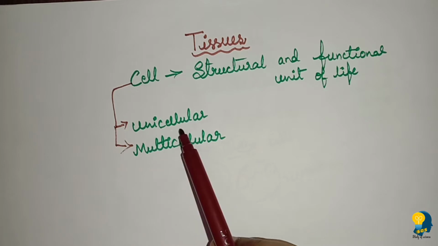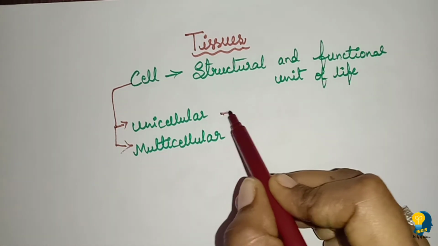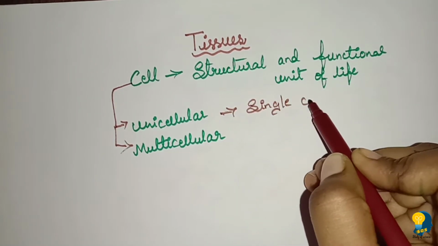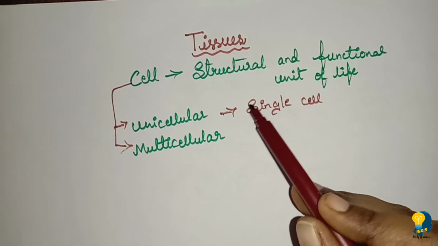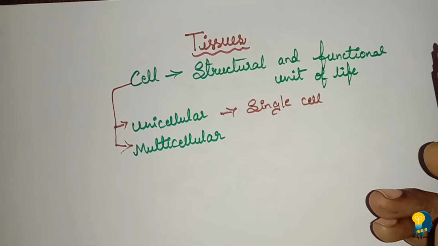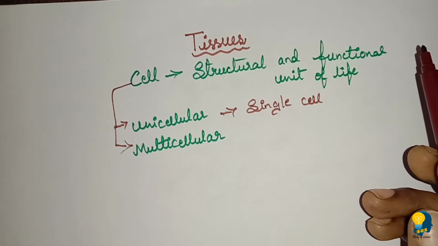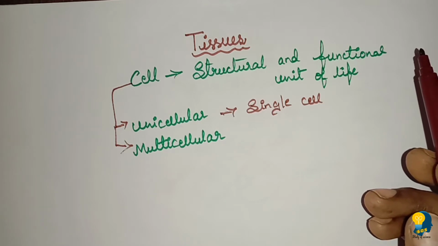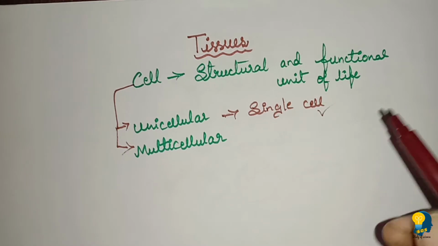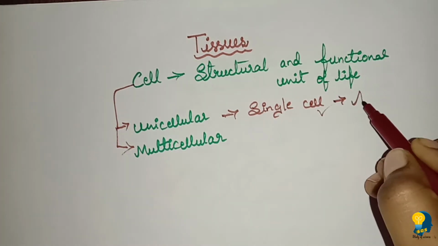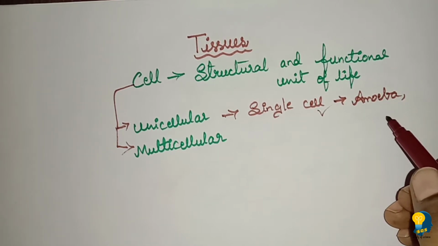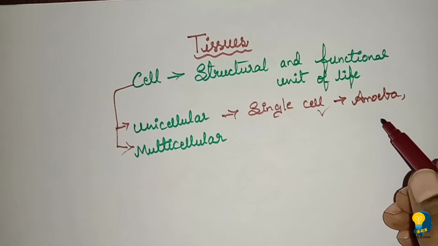Unicellular organisms are the organisms which have only one single cell. With the help of one single cell, all the activities of the organism are performed. The activities may be digestion, excretion, respiration, whatever they may be. Each and every activity in a unicellular organism is performed with the help of only a single cell. The examples are amoeba, euglena, paramecium, and so on. You have understood very clearly about these topics in the fundamental unit of life.